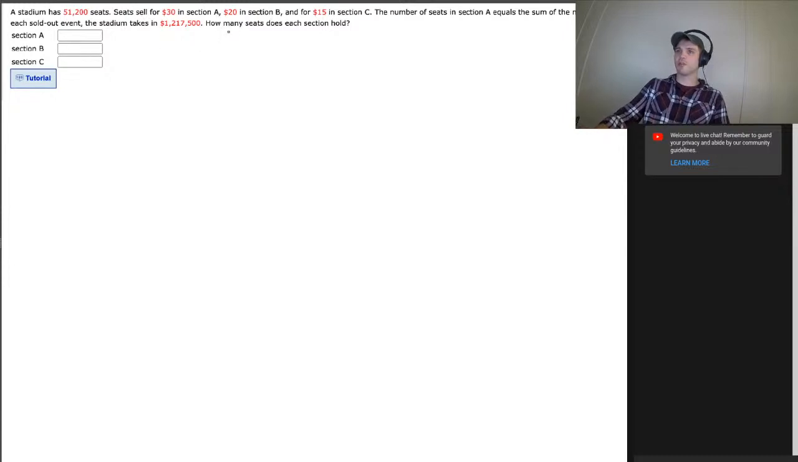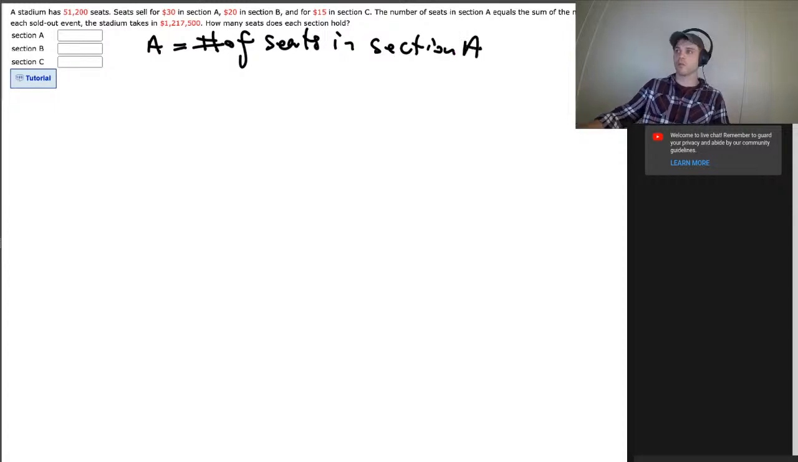Okay, so let's see if we can write up some equations. The first thing is that my unknowns are how many seats are in each section. Okay, so I'm gonna just declare those. A is number of seats in section A. Okay, and we can say this for all of the rest of them, but it's pretty clear that's what we're doing. So number of seats in section C. Okay, these are our variables, and we need to keep that in mind. That's really important for us.